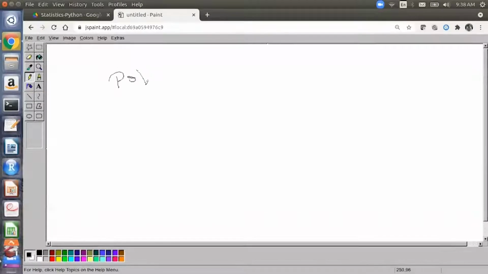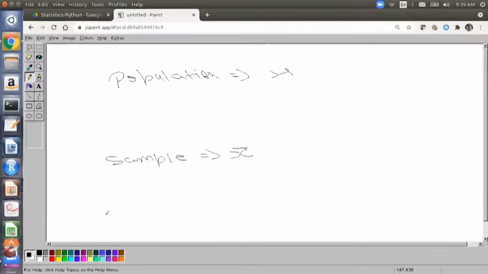Two things. When you are calculating the average value for a population, it will be represented as mu. When you calculate it for a sample, it will be represented as X bar. Standard deviation will be represented as sigma for the population, and for a sample it will be represented as S. Clear? Both are the same thing, but to separate the population average from the sample average, they have changed the designation to mu and X bar.